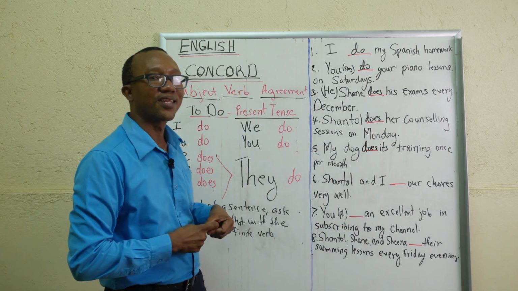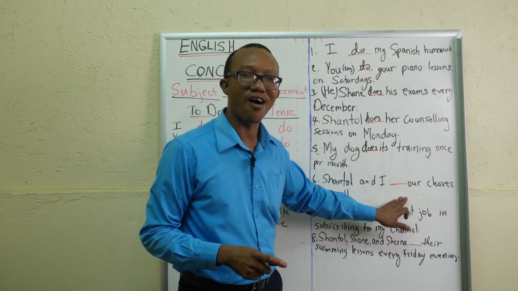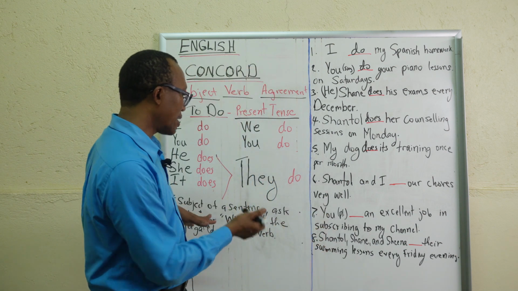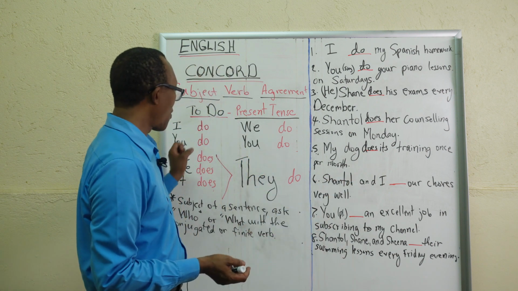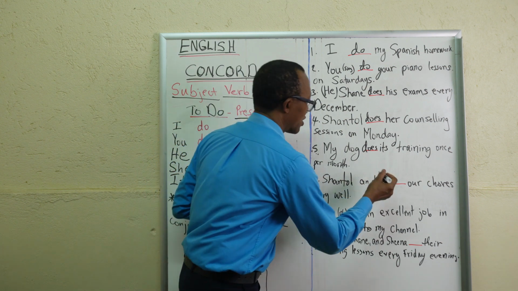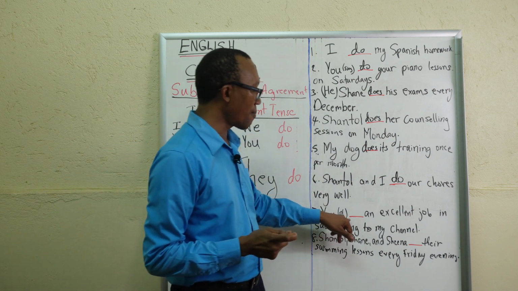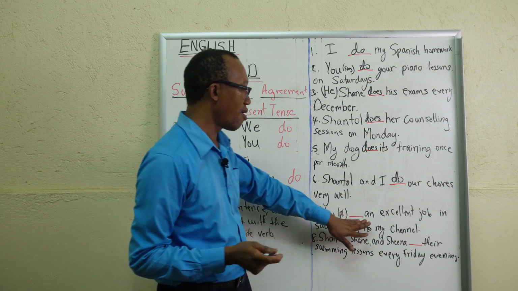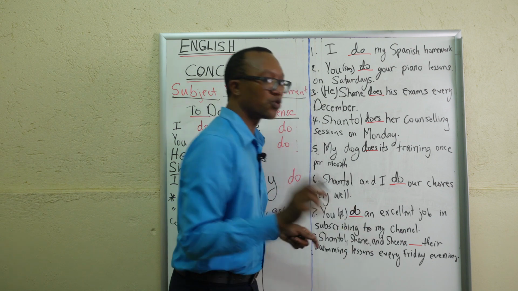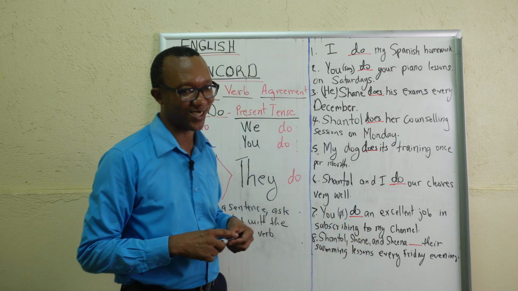So the next, number six: Chantal and I. Is it do or does our chores very well? Chantal and I translates to we, and there we know the correct form of the verb that goes with it is do. So Chantal and I do our chores very well. Number seven: you, plural form. You do or you does? Of course, do is the correct form. You do an excellent job in subscribing to my channel, Spanglish with Sean.